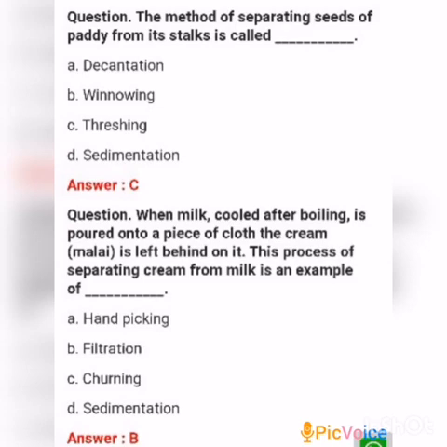The next question. When milk cooled after boiling is poured onto a piece of cloth, the cream is left behind on it. The process of separating cream from milk is an example of A, hand picking, B, filtration, C, churning, D, sedimentation. Answer B, filtration.